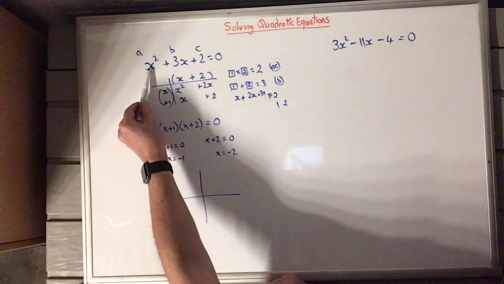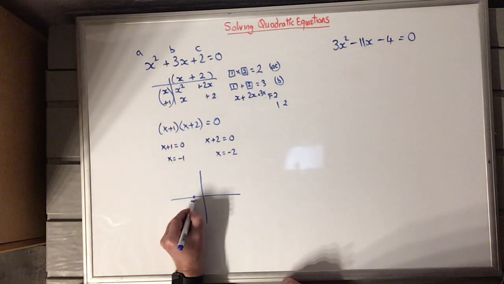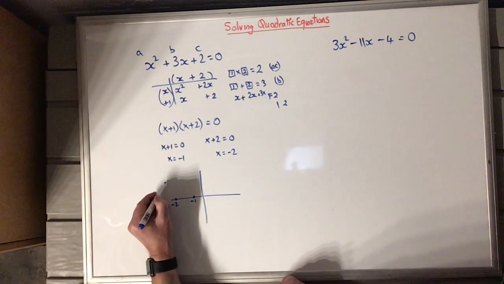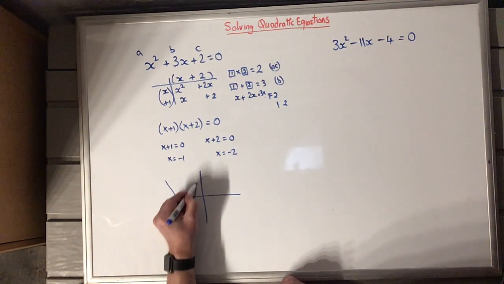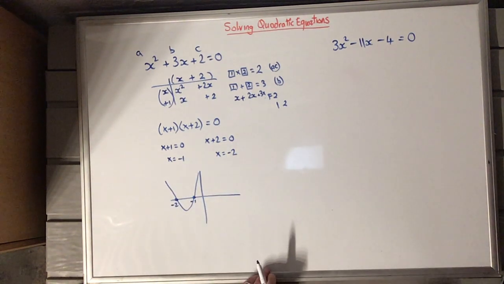Back to the beginning, x squared is a positive, so it's a smiley face again. So we've got -1 here, -2. Remember, this is where it crosses the x-axis, and it's a smiley face. So there we go. That's that one solved. Right, let's look at this one.